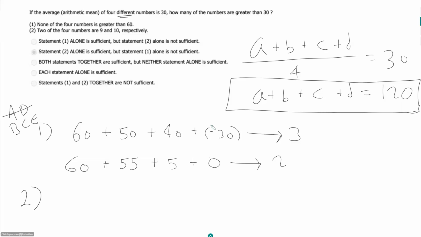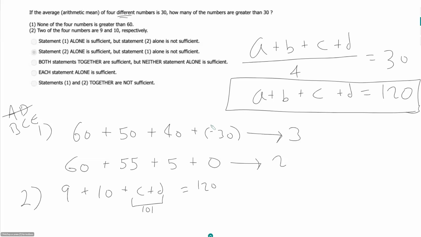Statement 2, 2 of the 4 numbers are 9 and 10 respectively. So what is that telling us about our set? If one of the numbers has to be 9, one of the numbers has to be 10, then my other 2 numbers, so C plus D, has to be equal to what? 101? So we're going to add the 120. So if C plus D, so if these 2 numbers have to equal 101, what are some possibilities?